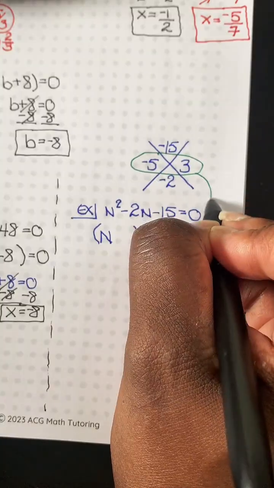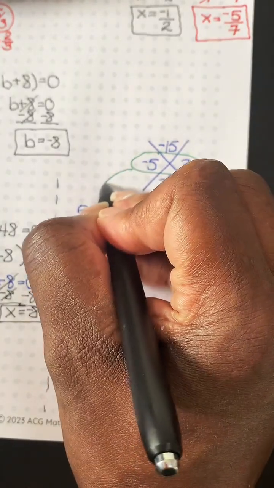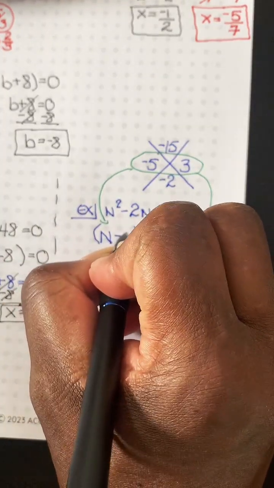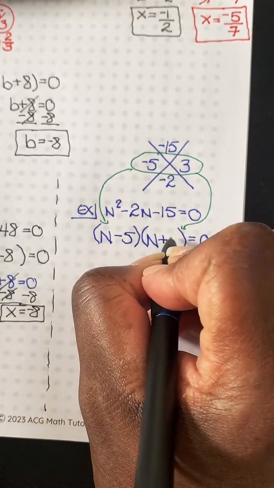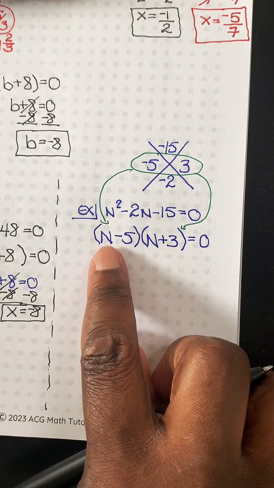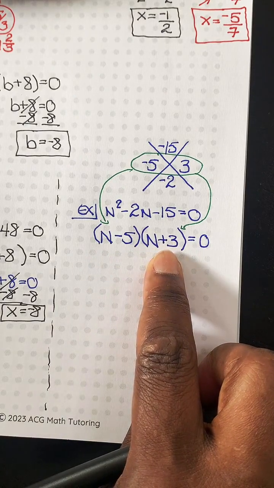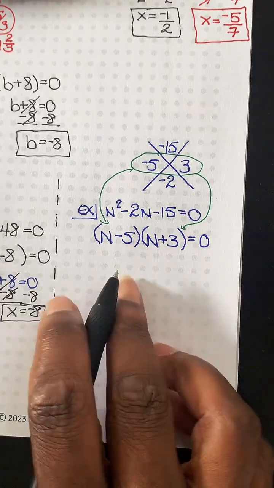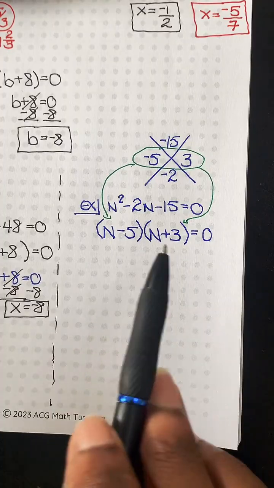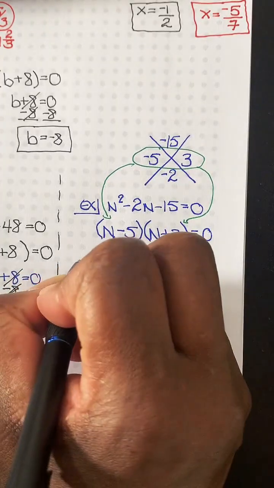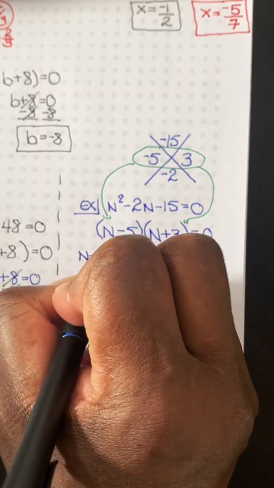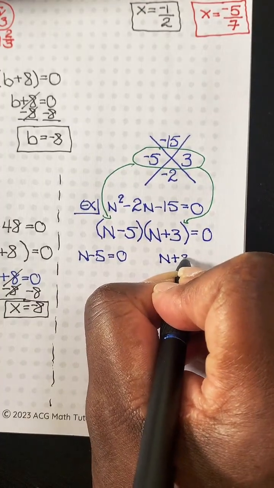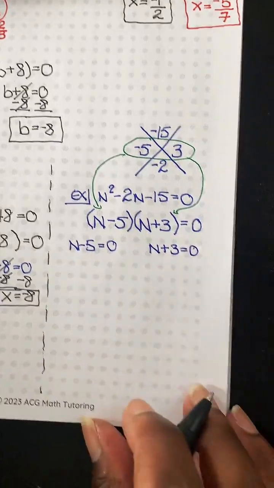is what we're going to use inside of our parentheses. So now we have n minus 5 and n plus 3. Now, if you wrote n plus 3 here and n minus 5 there, that's perfectly fine. Commutative property. Love life, right? But now, since we have our factors, set them equal to 0. So you're going to have your n minus 5 equal to 0, and your n plus 3 equal to 0.